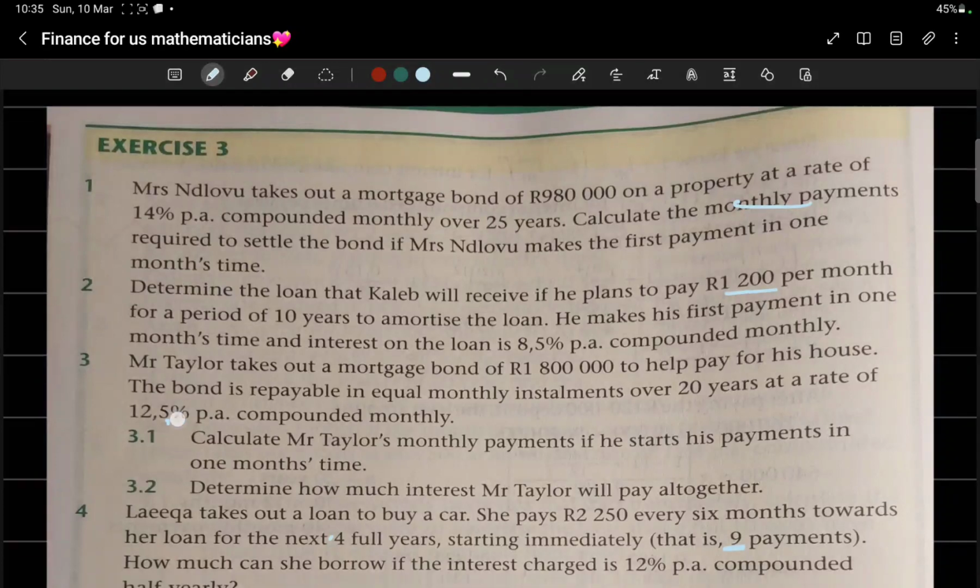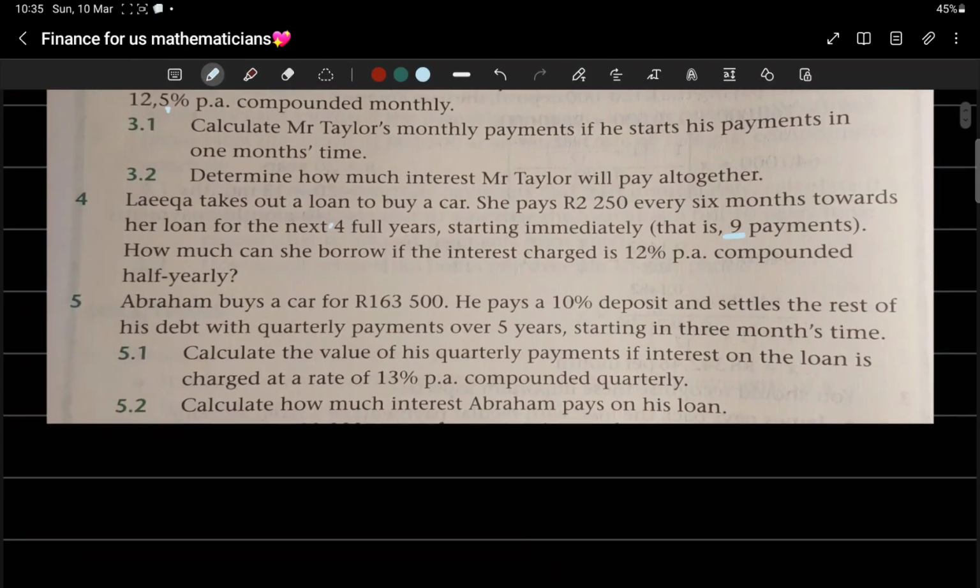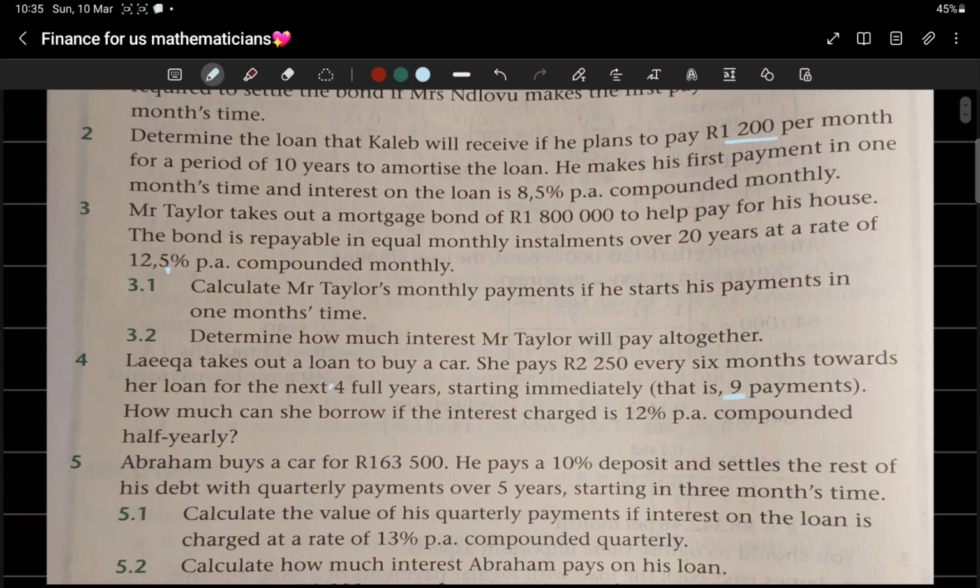Still on exercise 3, then we're doing the remaining number 4 and number 5. Let's go number 4. Laeka takes out a loan to buy a car. She pays 2,250 every 6 months towards her loan for the next 4 full years, starting immediately. That is 9 payments, right? Okay, it says 9 payments.